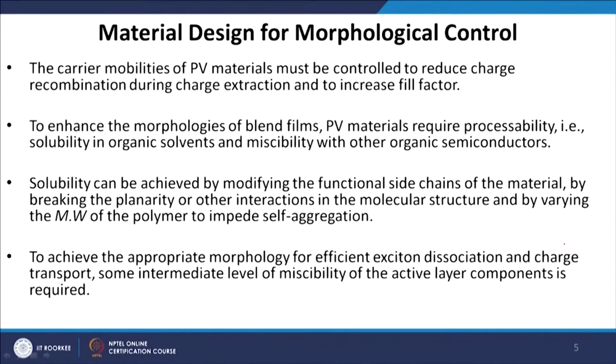So, what will that material do if we want to make solution processable thin films? That is why solubility is very important, and also whatever material you have designed should mix well with the acceptor material. So, miscibility is also an important parameter. Solubility can be achieved by modifying the functional side chains of the material, by breaking the planarity or other interactions in the molecular structure, and by varying the molecular weight of the polymer to impede self aggregation.